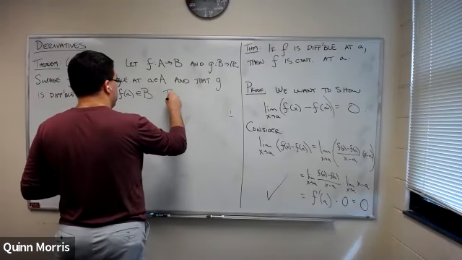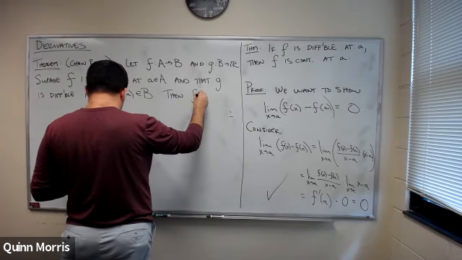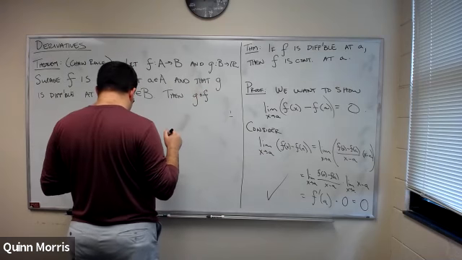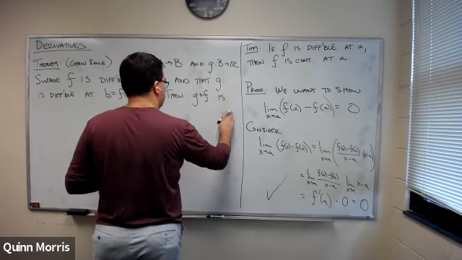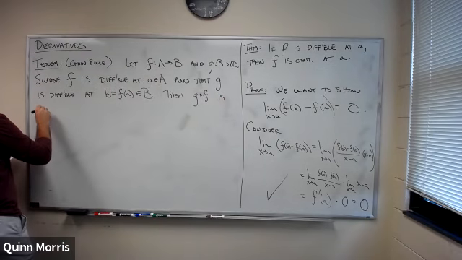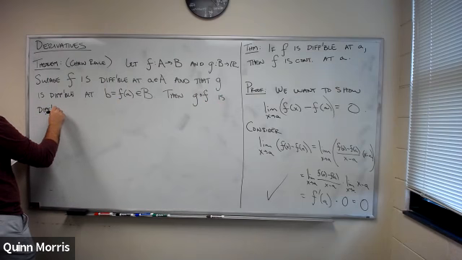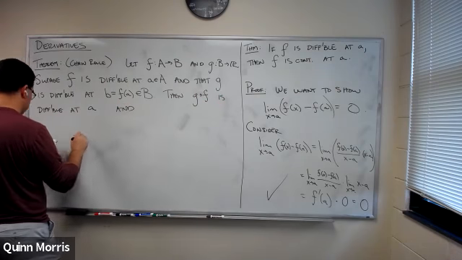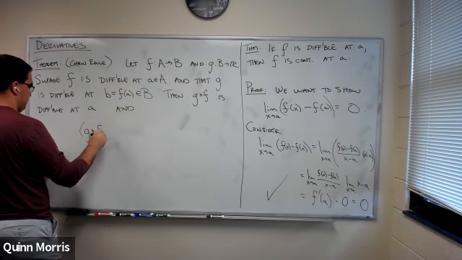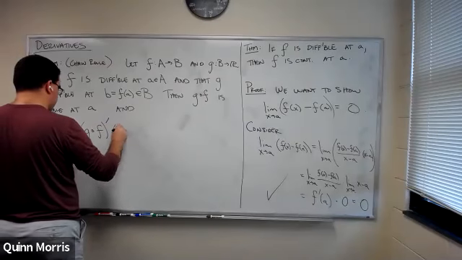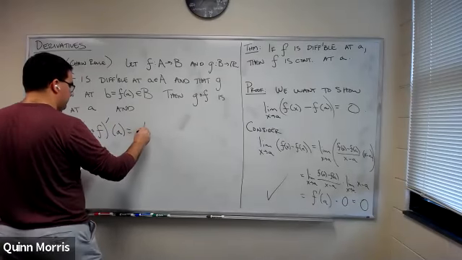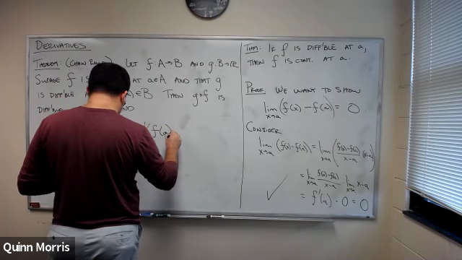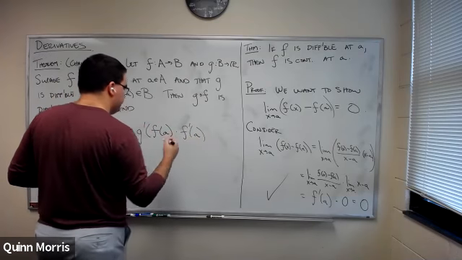All right, then the chain rule says that the function, sorry, not f composed with g here, this is g composed with f, is differentiable at a, and it will actually tell us what the derivative is. So the derivative of g composed with f at a will be the derivative of g evaluated at f of a times f prime of a.